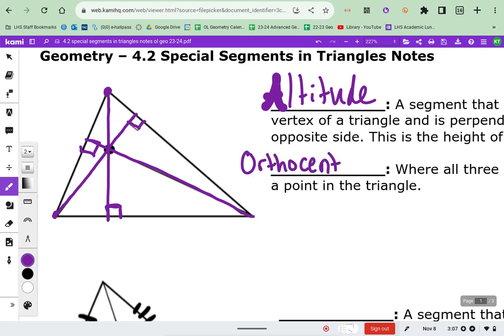You will have a word bank, but you need to know that altitudes make the orthocenters. So that point right there where they all cross is the orthocenter.